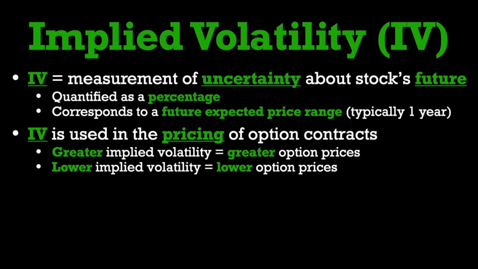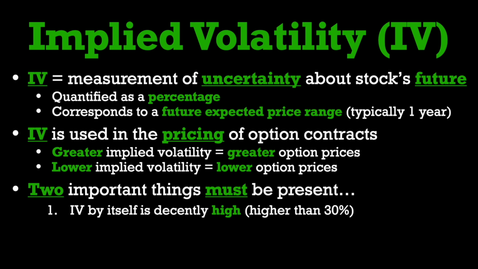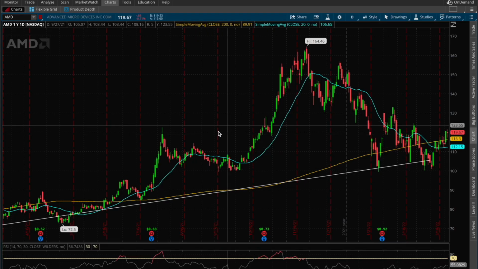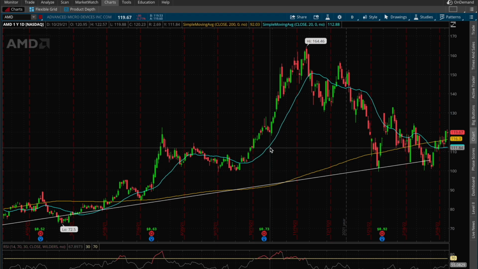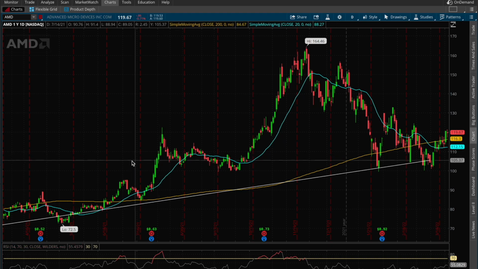So regarding the implied volatility for the stock that you're looking at, there are 2 very important things that you want to make sure are present. Number 1, you want to make sure that the implied volatility is decently high just by itself. So in my opinion, that means an implied volatility above 30 or 40%. And then also number 2 here, you want to make sure the implied volatility for that stock is higher than usual for that stock. So taking a look at the AMD charts here, this one up top is the price action chart showing you the daily price movements for AMD over the past 1 year.